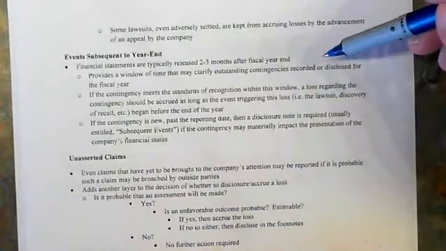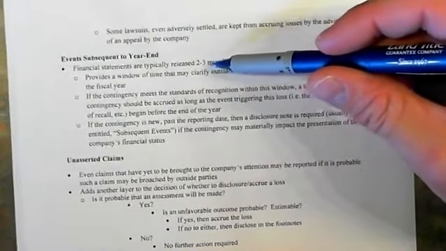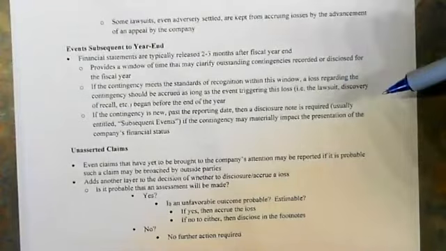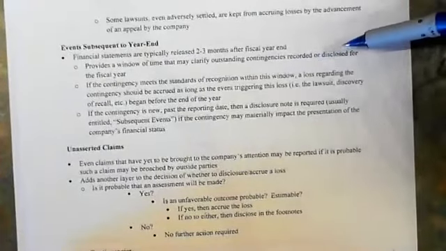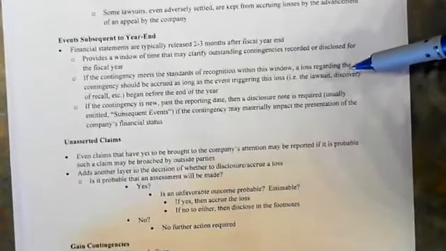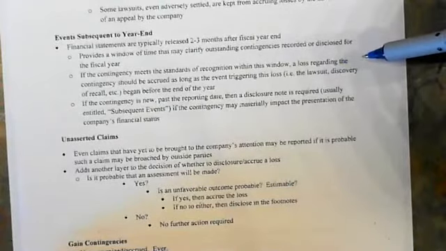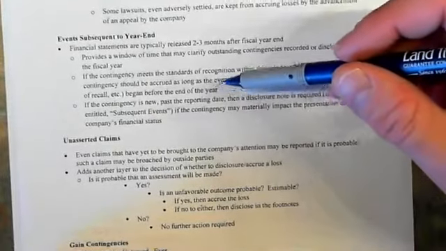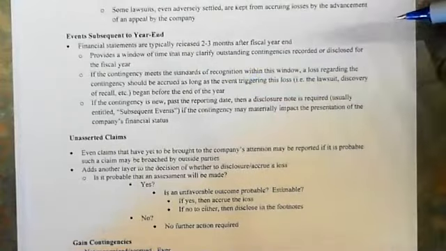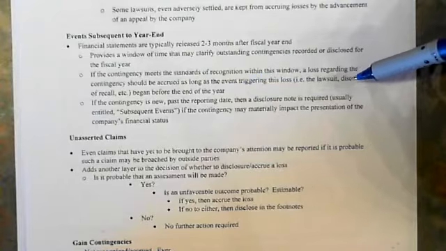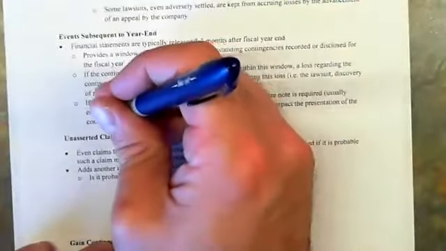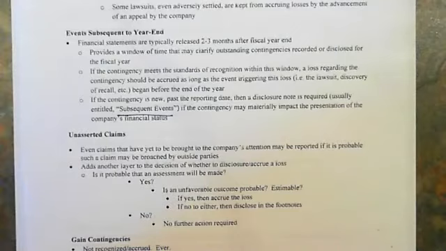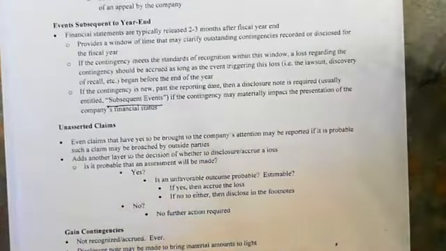So, for example, remember there's this waiting time from when we close the books on our fiscal year end and then we actually have a public report filed. So that's 2 to 3 months. It provides a window for some things to happen, maybe some clarity to contingencies that were recorded during the fiscal year. If the contingency meets the standard within this window, if it was a loss that should be accrued because it became more probable, as long as it began before the fiscal end of the year, it would be reported in the public filing for that year. If the contingency is new, then it goes into what we call the subsequent events footnote. And that would be if the contingency could materially impact the financials of the company.